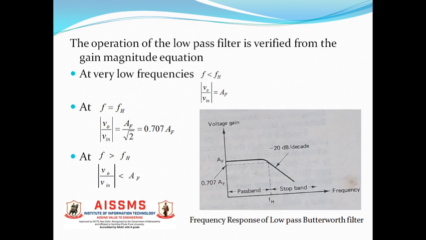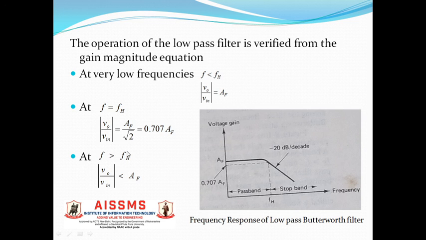So what you can see is that for a low pass filter, it has a constant gain of AF from 0 hertz to the high cutoff frequency, right? It has almost the constant gain. At FH, the gain becomes 0.707 AF.